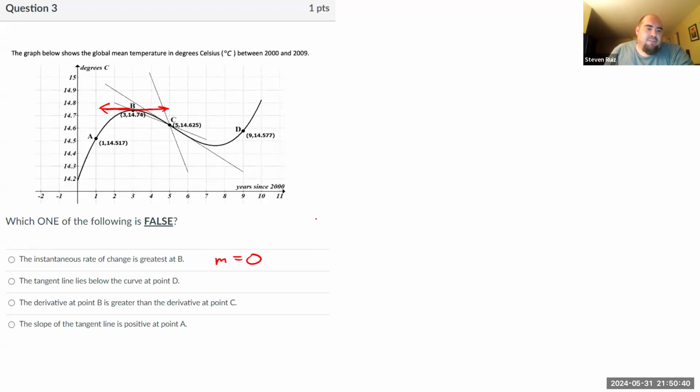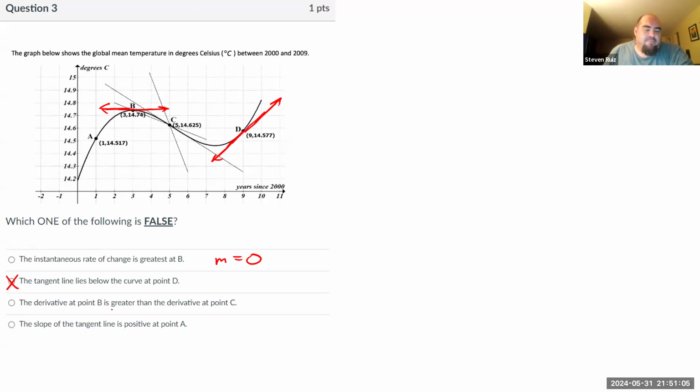The tangent line lies below the curve at point D. So I don't see a tangent line at point D, but let's try to draw it. It should look something like this. That seems true to me. It seems like the tangent line is going to exist below the curve. So I'm going to eliminate this option.